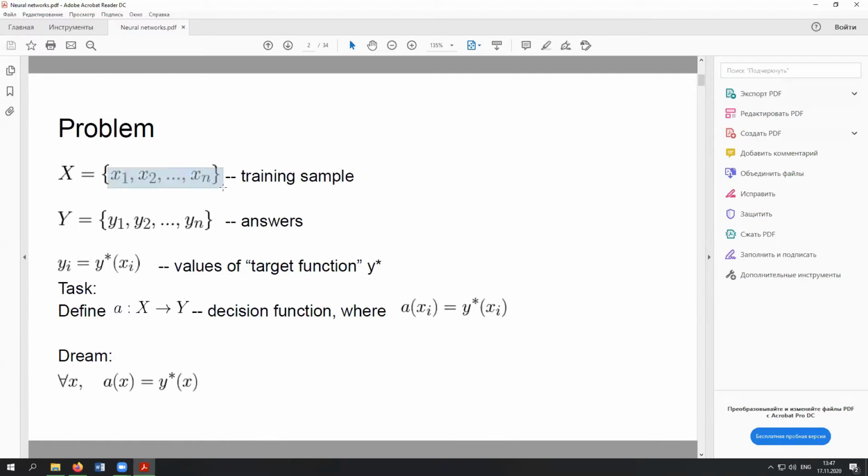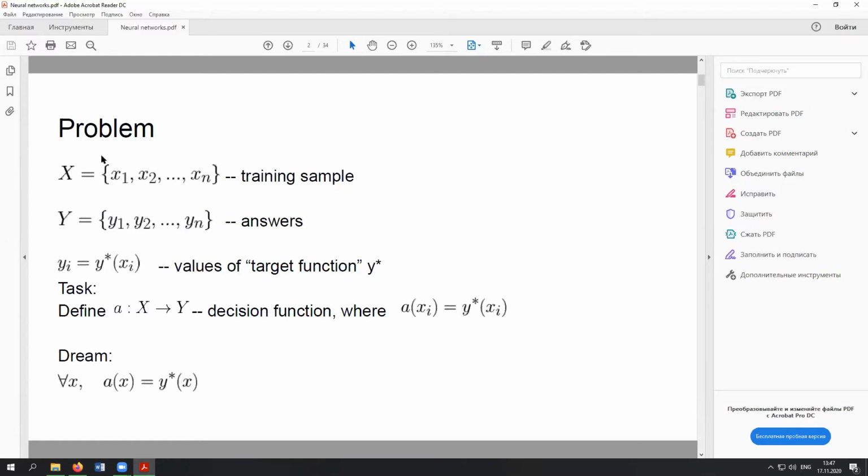If we have some kind of input, and for instance, we know what should be the answers, the idea is to build the function that can convert these inputs to these particular outputs. But this function is unknown, and we want to build that function, the function A, that behaves the same as the function y star, not only for these particular input signals, but for any signal.